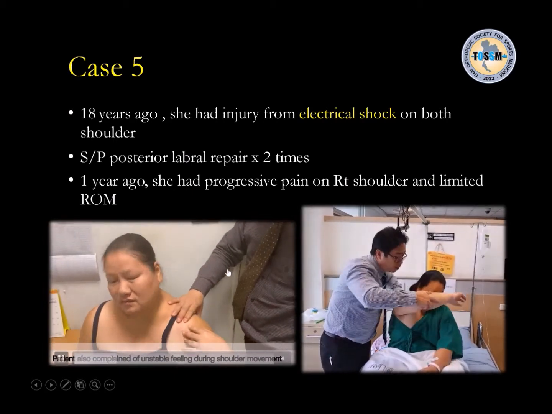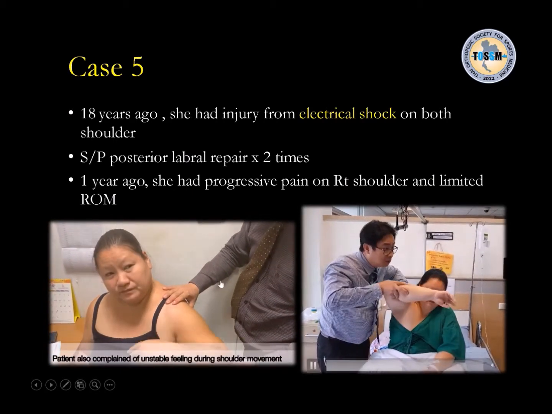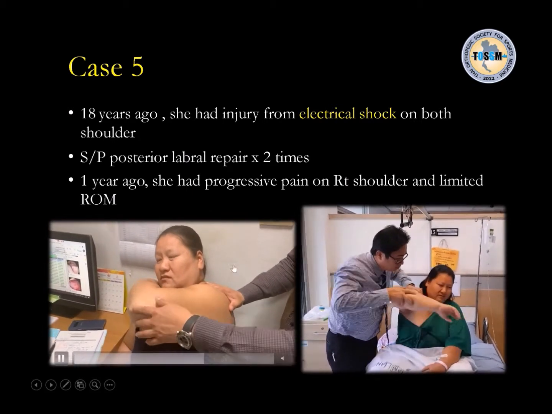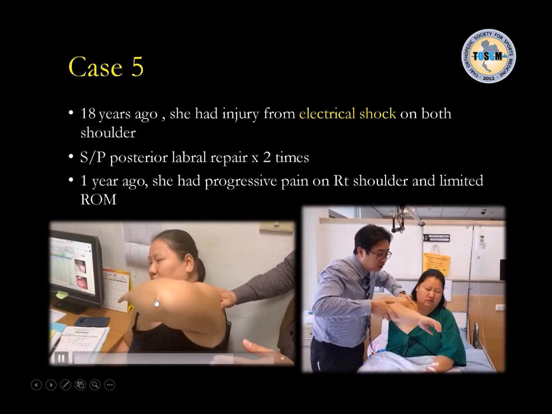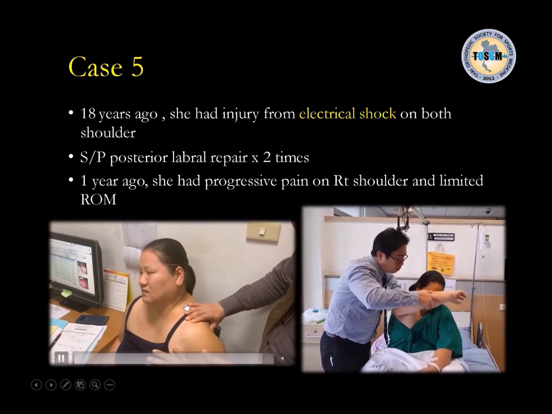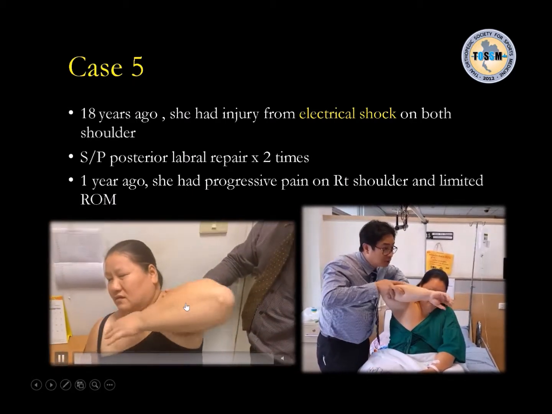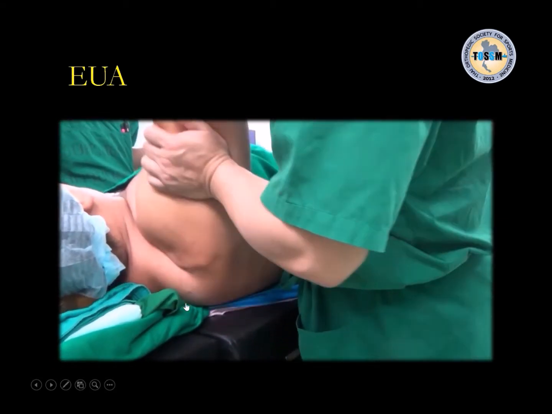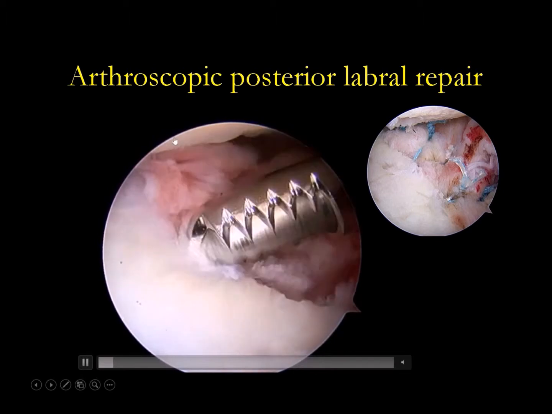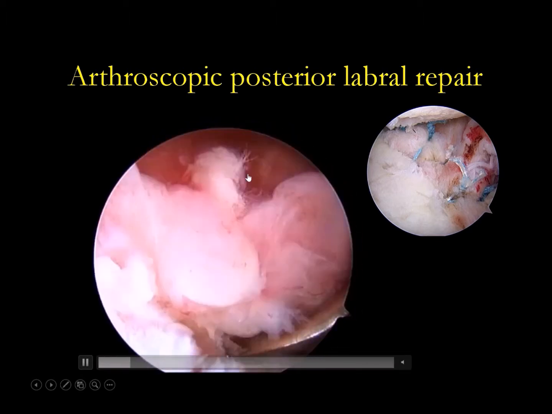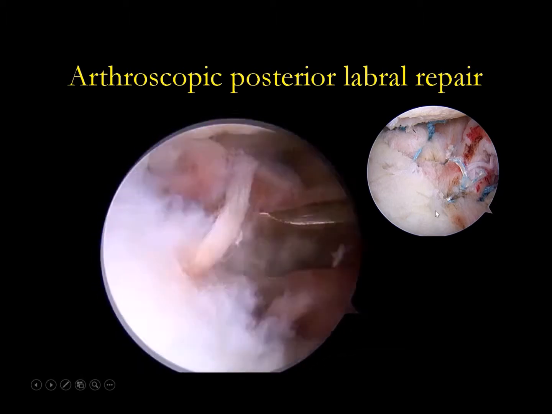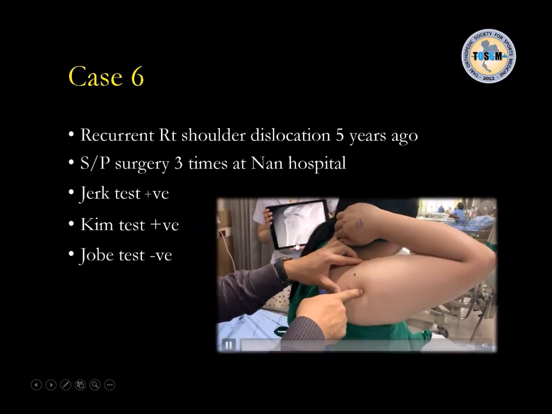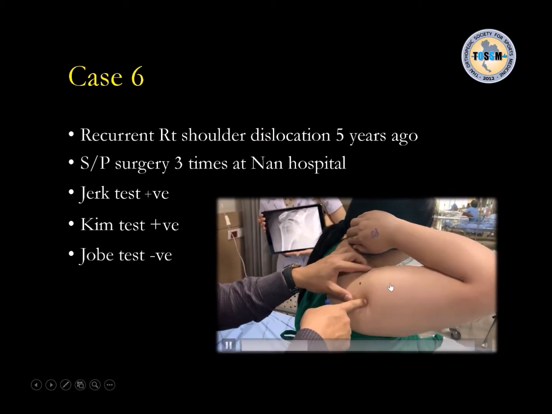She has seizure, electric shock, and she has had 5 operations, still has pain, and this is the position that produces her pain. She was referred to me for rehab. But her shoulder now has arthritic change because of the 5 operations. So we get in, we detach the labrum and fix the labrum back. Now she's happy.